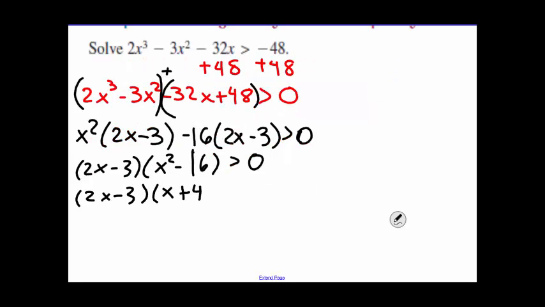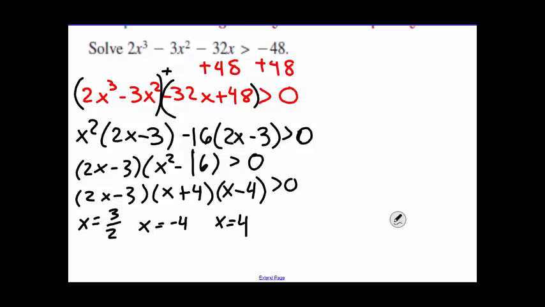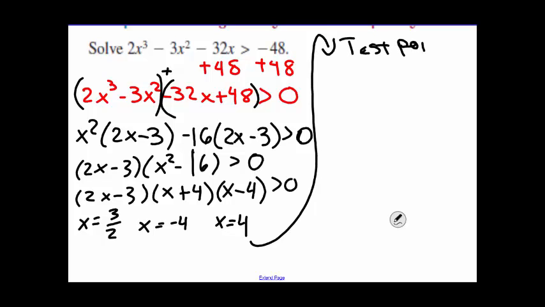Alright, so notice we can factor the difference of squares to be x plus 4 and x minus 4 is greater than 0. So now we state the values that make it 0: positive 3/2, -4, and positive 4. So again, we can do test points in between all these values to see which ones are greater than 0, or we can just look at it in our calculator or think about it logically with a cubic function.